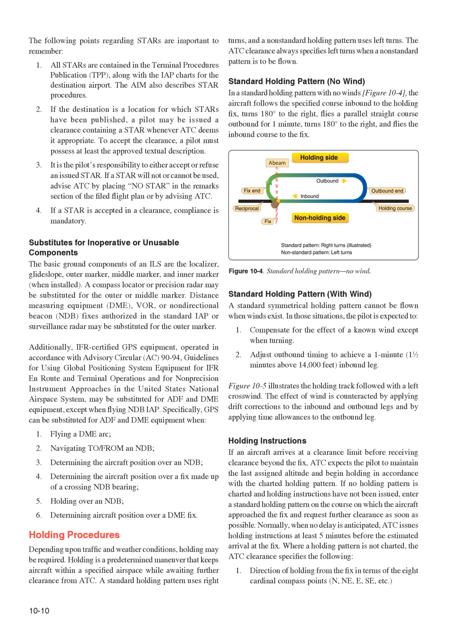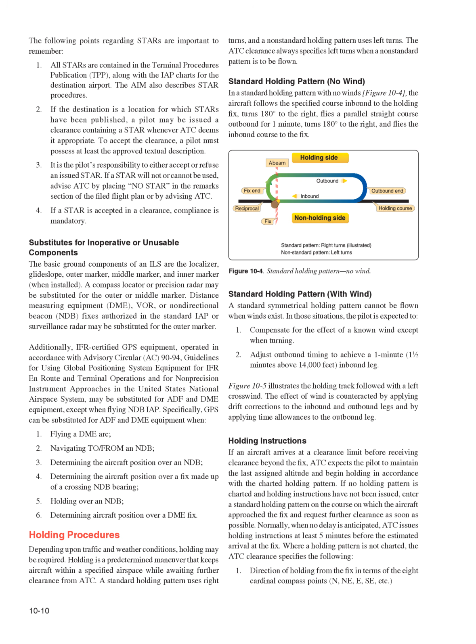for the outer marker. Additionally, IFR certified GPS equipment, operated in accordance with Advisory Circular, AC 90-94, guidelines for using global positioning system equipment for IFR en route and terminal operations and for non-precision instrument approaches in the United States National Airspace System, may be substituted for ADF and DME equipment, except when flying NDB IAP.